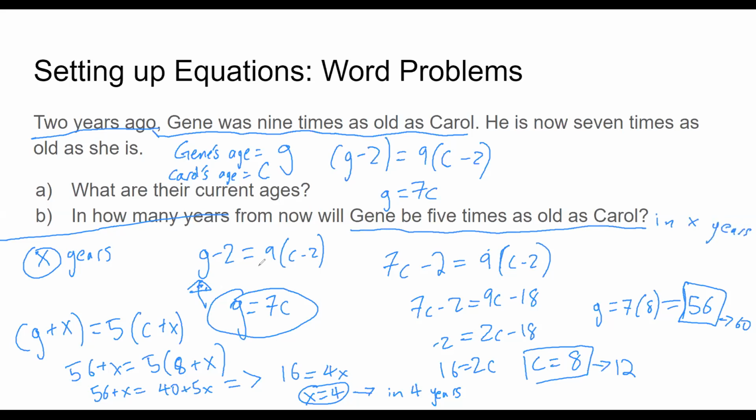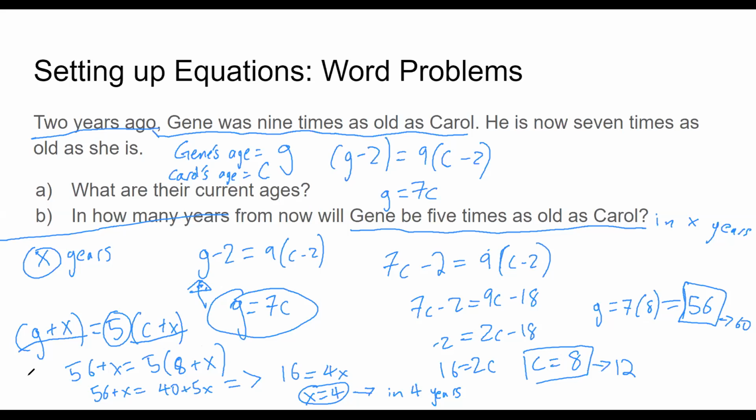So now we want to express their ages in x years. So Jean's age in x years will be his current age plus x. So that's why we have a g plus x here. And then Carol's age in x years is c plus x as well, because it's her current age plus x years. And then we know that he's going to be 5 times older, so that's where this comes in. Now we have this equation here, g plus x equals 5 times the quantity c plus x. And since we already found g and c, which were their current ages, you plug it back in, and then you can solve for x, which is what we did here.